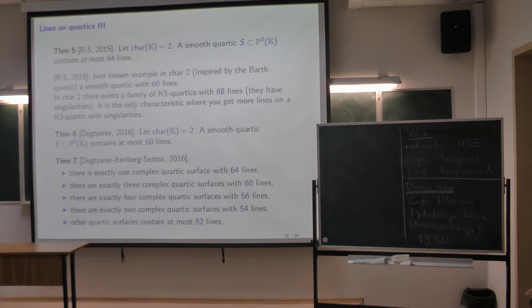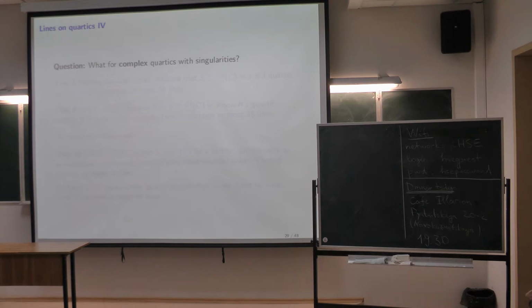So these are quartics. Now complex quartics with singular points: there was a student of Matthias in Hanover who repeated those arguments for quartics with singular points, and he got 64 lines. The fibration just gets more complex. You get more fibers. It's more elaborate.